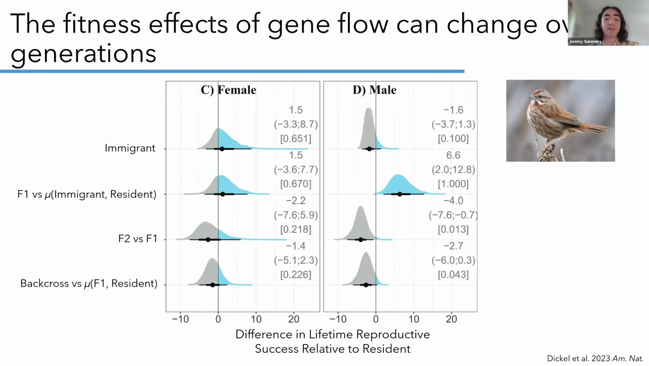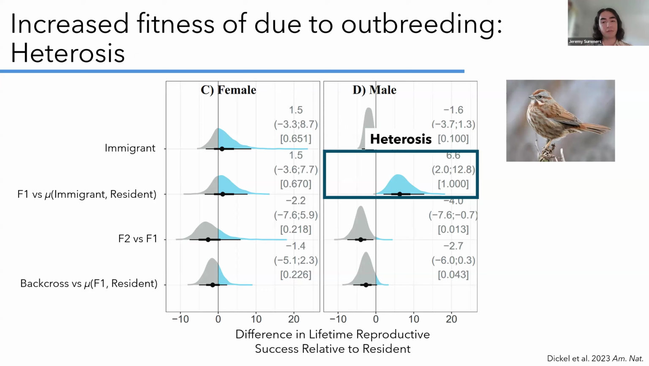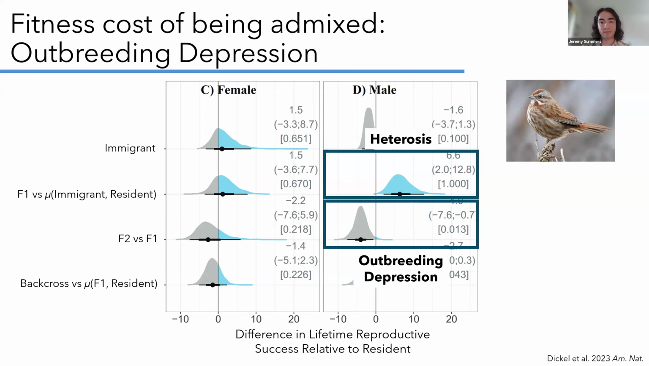Yet the fitness effects of gene flow can change over generations as well. In a study on an island population of song sparrows, Dickel and colleagues compared the fitness of new immigrants and their descendants to residents, shown here with the posterior distribution of those comparisons. Male F1s, who have one immigrant and one resident parent, had much greater lifetime reproductive success than the mean of each of those parental groups. This fitness benefit, which is known as heterosis, where the greater heterozygosity of those outbred individuals increases their fitness, is largely due to the masking of deleterious recessive alleles.